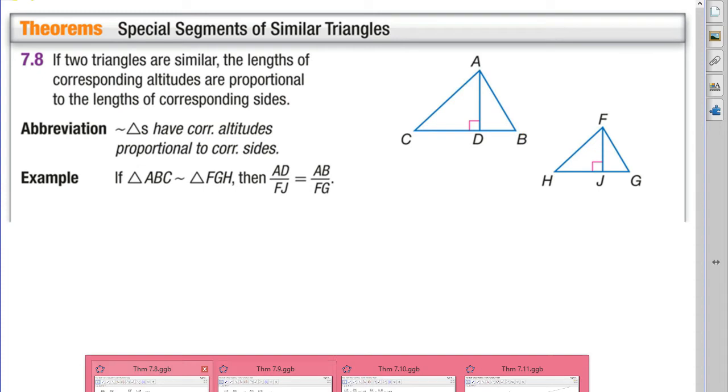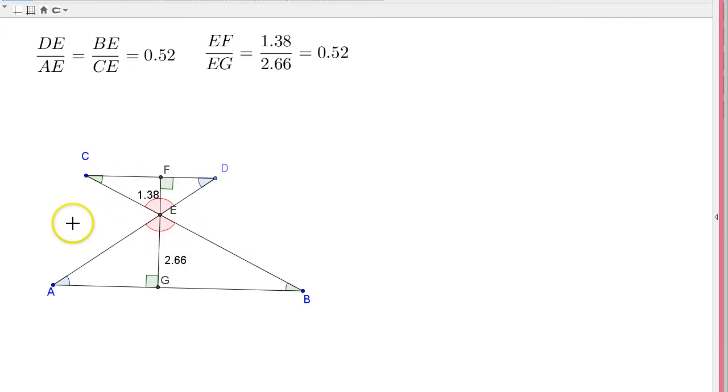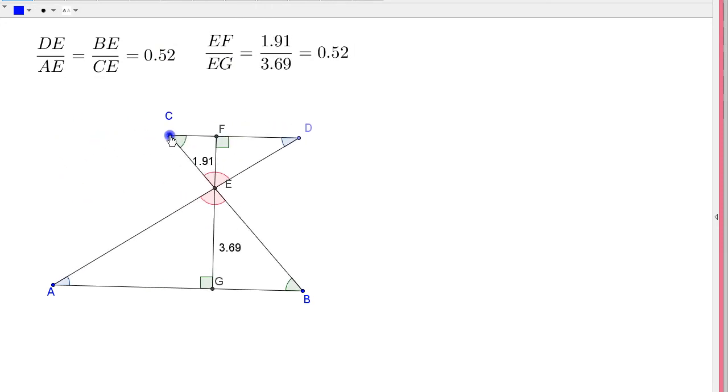I've got an example for you here. I've got two triangles. These two triangles are similar. I have the altitudes drawn in, EF and EG, and DE corresponds with side AE, and BE corresponds with side CE. Those two sides correspond. So in this drawing, when I move this around, the ratio of the sides is the same thing as the ratio of the altitudes.